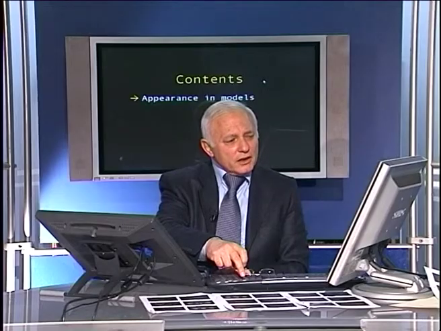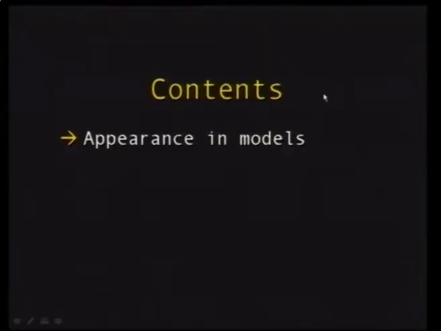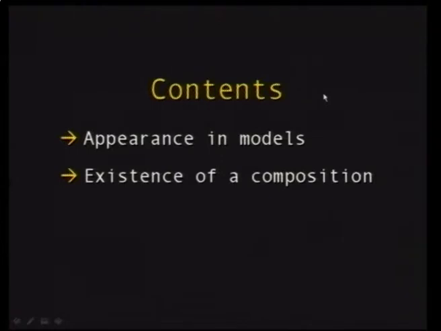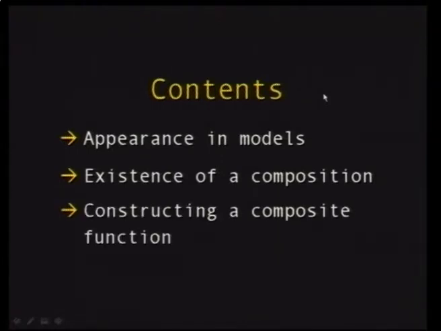So for composite functions, we shall see where they appear, and then the existence of a composition. Does this composition always exist, all the time? And then we will see how to construct a composite function. Now, where do they exist? Or the appearance in models.